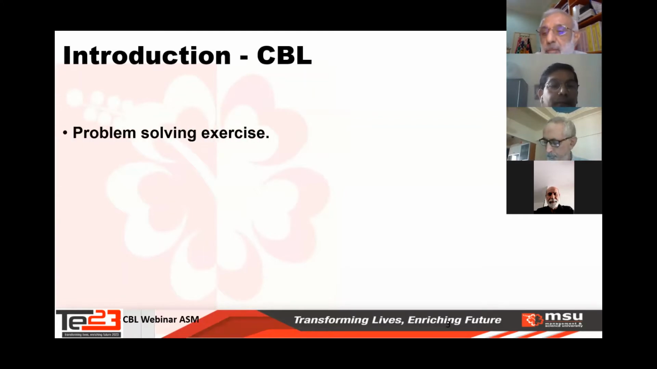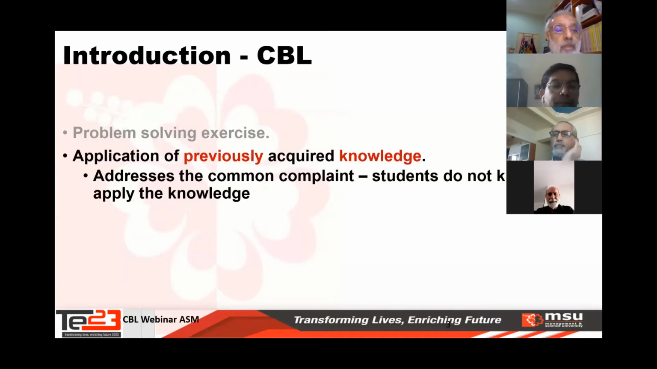Basically, it is a problem-solving exercise, and students would learn through the process while they are solving the problem. And application of previously acquired knowledge. So this means that the case should be related to the previously acquired knowledge. We should know first what students have been taught previously, and we should select a case which requires the application of the previously acquired knowledge.